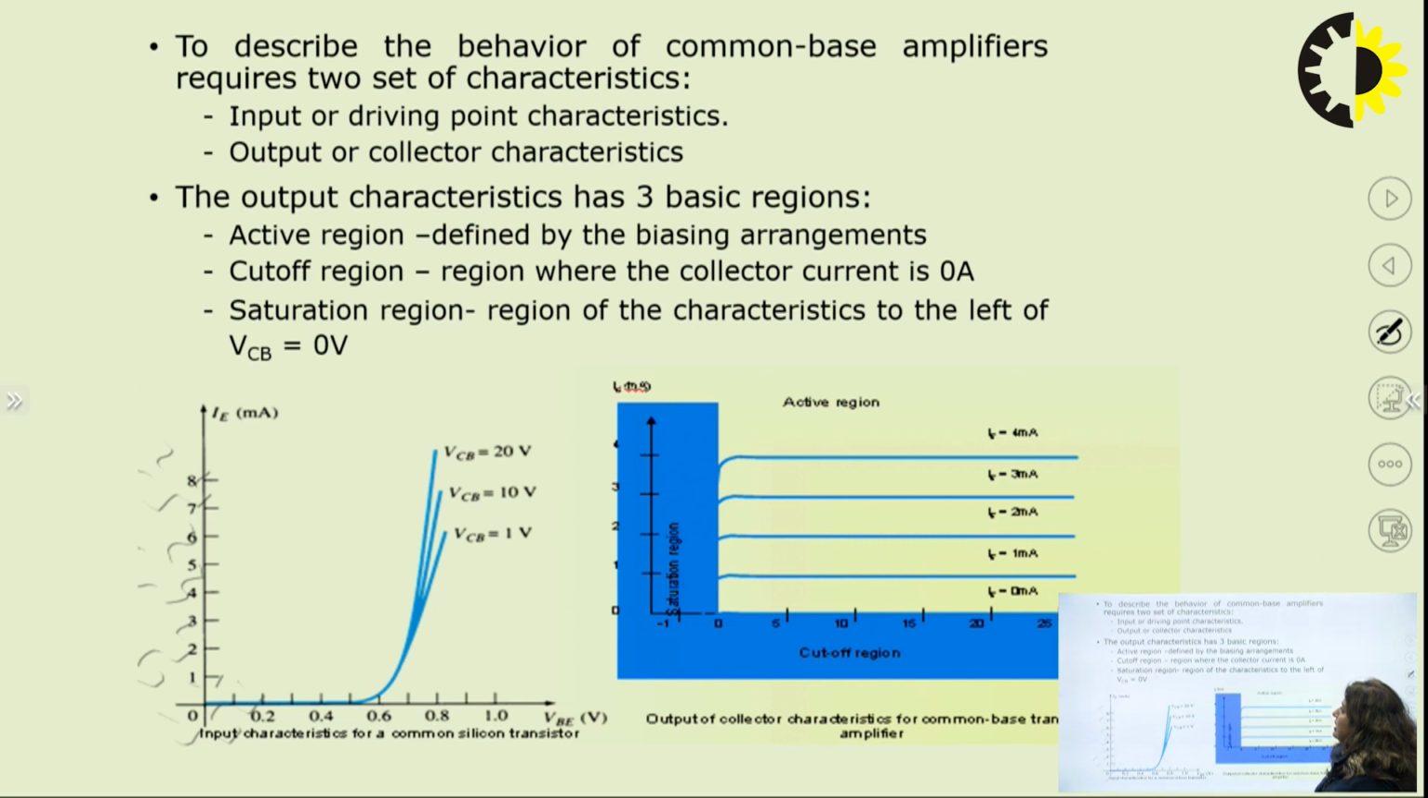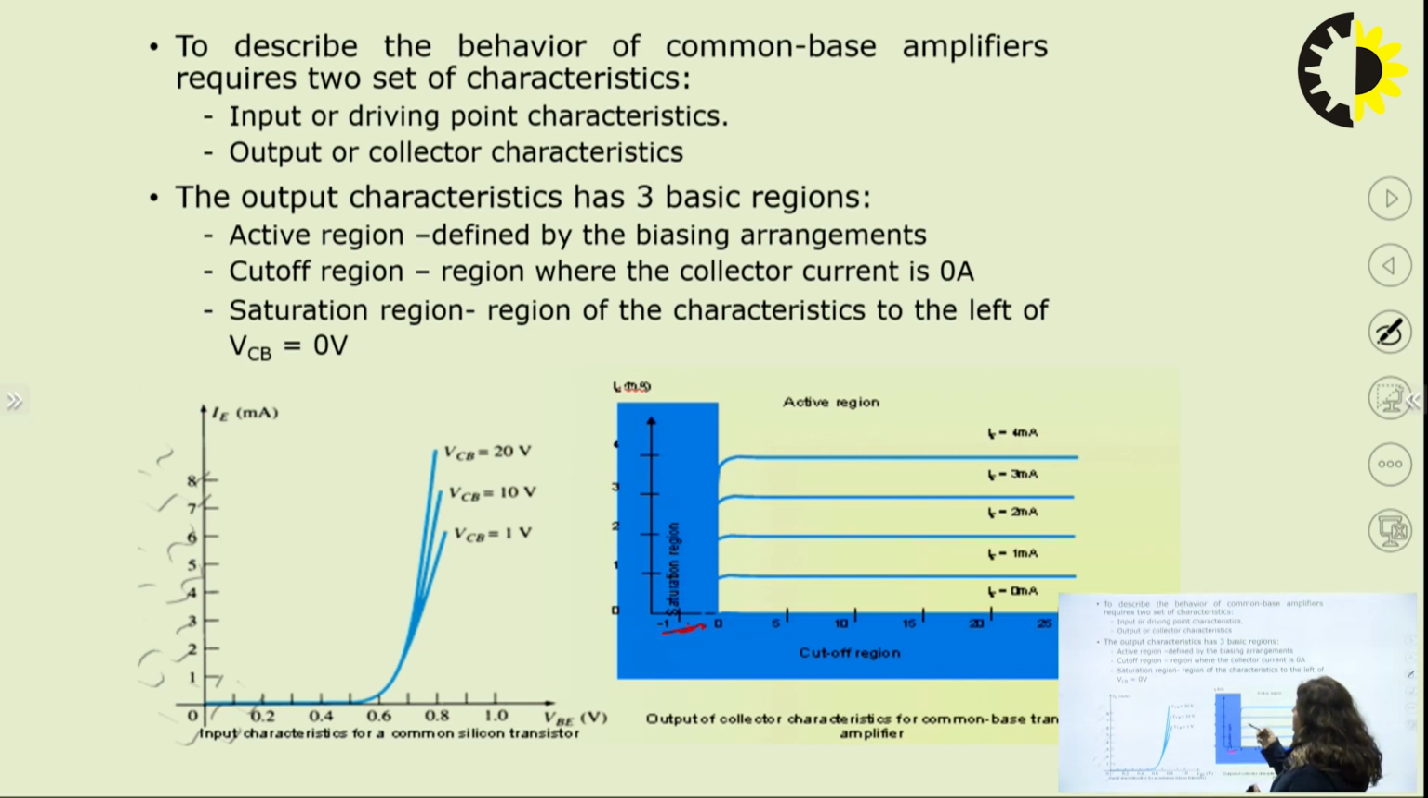To describe the behavior of common base amplifiers, it requires two sets of characteristics: the input or the driving point characteristic, or the output or the collector characteristic. The output characteristic has 3 basic regions. The first region is the active region, the second is the cutoff region, and the third region is the saturation region. From the graphs you can see that there are 3 regions mentioned: the cutoff region, active region and the saturation region.